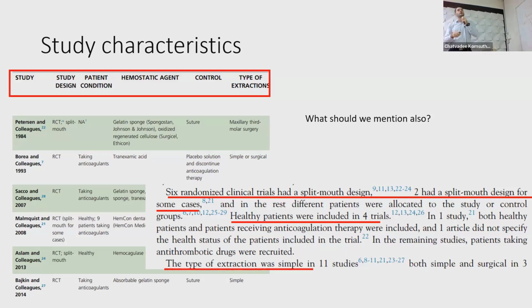So I would say here, two studies were split mouth in their design, while three studies included different patients for the test and the control. So this is how I write it. Next thing, I would say, for example, here, three studies had patients who are taking anticoagulants, while maybe one study had healthy patients. And there was another study that had both healthy patients and patients taking anticoagulants. And of course, one study didn't report the health status of the patient.